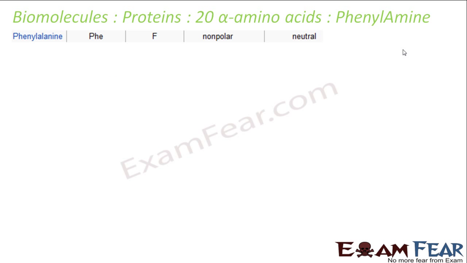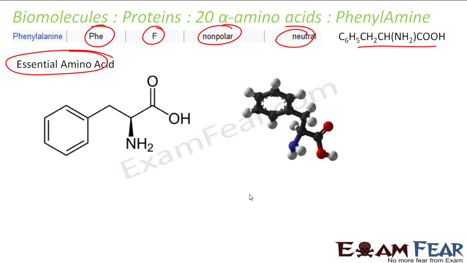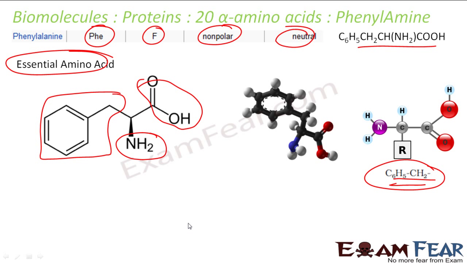The next is phenylalanine. PHE is the 3-letter code to denote this, and F is the single letter, non-polar and neutral. We'll see that. This is the molecular formula. It's again an essential amino acid. We need this, the body won't be able to produce this. This is the structure. Here if you see, this is NH2, this is COOH. Overall it is neutral, one NH2, one COOH. And it is non-polar also, there is no pole. If you compare this with the general formula, you see that this benzyl is my R. It has an antidepressant effect, and it's found in milk.